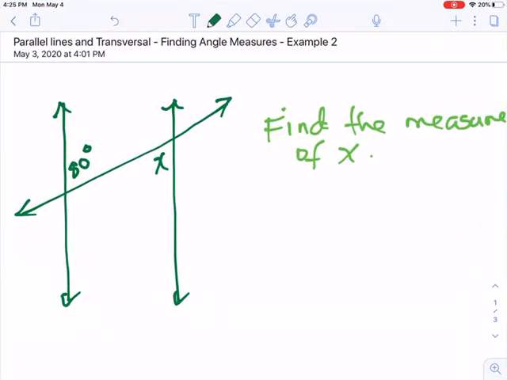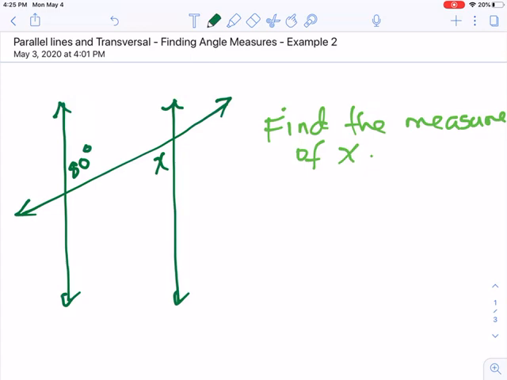Welcome again, scholars. In this video, you are being asked to find the measure of x. In our previous videos, we have mentioned oftentimes that it is important when we are dealing with parallel lines and their transversals to know those angle pairs that are formed. What are those angle relationships? That will help us to find any missing angle.